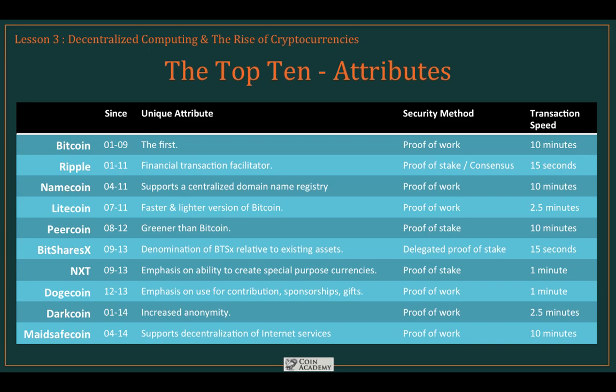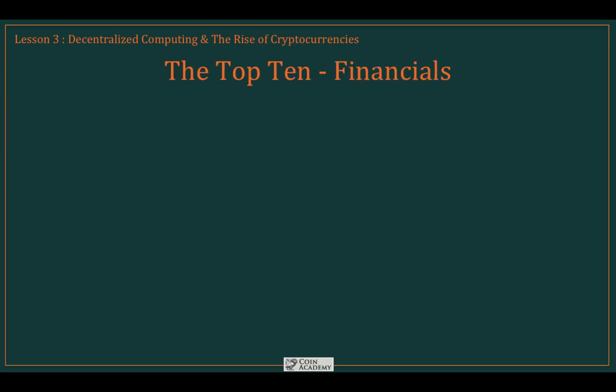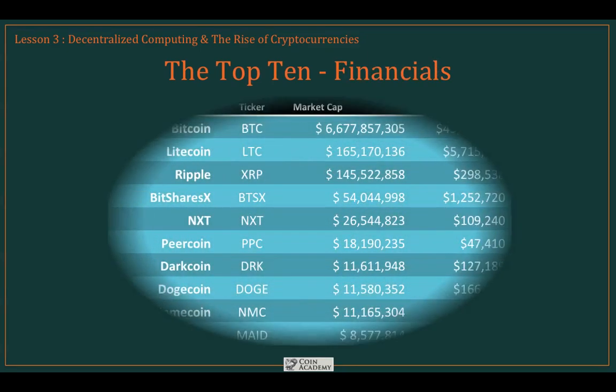And these are the top 10, as you'll see in the next slide when you look at their market capitalizations. I encourage you to pause this video, take a look at this chart, and look at the differences here. The big differences being what are the unique attributes and what are the transaction speeds involved in these things. In other words, how long does it take a transaction to be verified and cleared using any one of these systems?